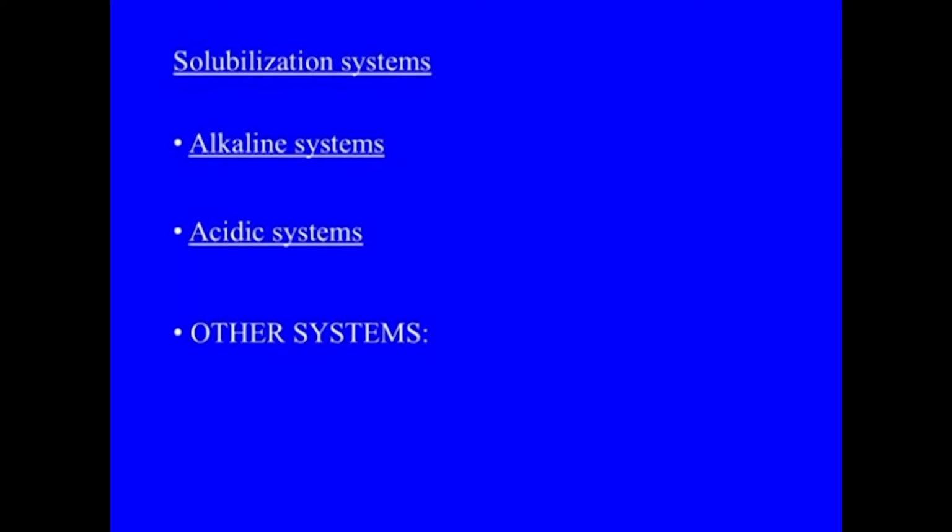There are solubilization systems, for example, alkaline systems and acidic systems. In the alkaline system, it is alkaline hydrolysis, and quaternary ammonium hydroxide or NaOH could be used. In the acidic system, it is acidic oxidation, and you can use perchloric acid, nitric acid, or their mixtures for solubilization. There could be a lot of other systems also for solubilization.